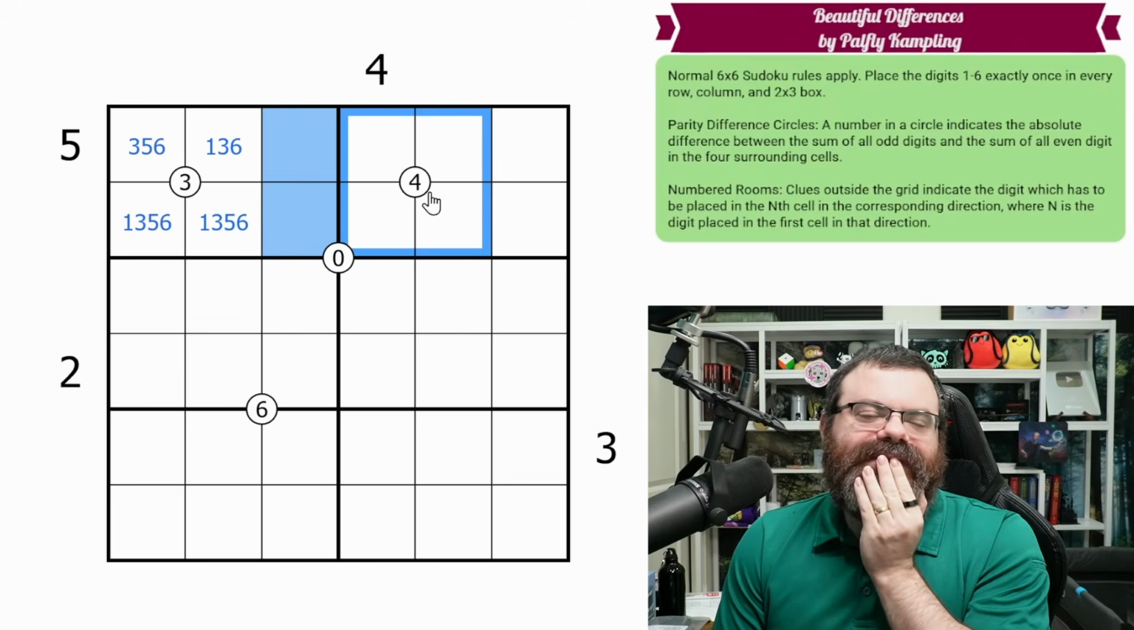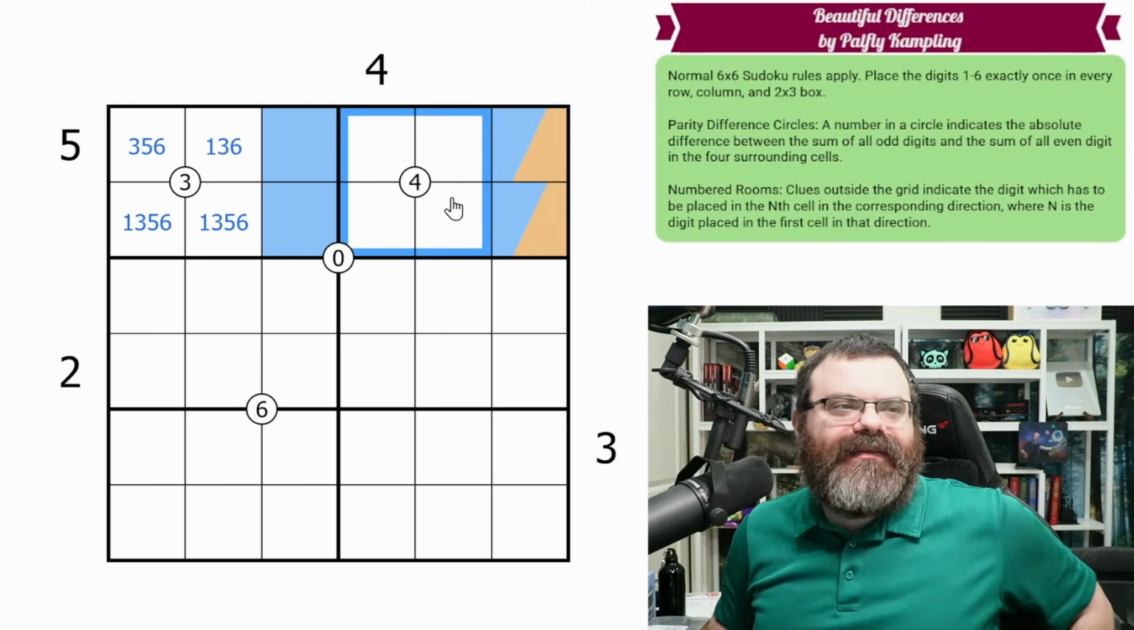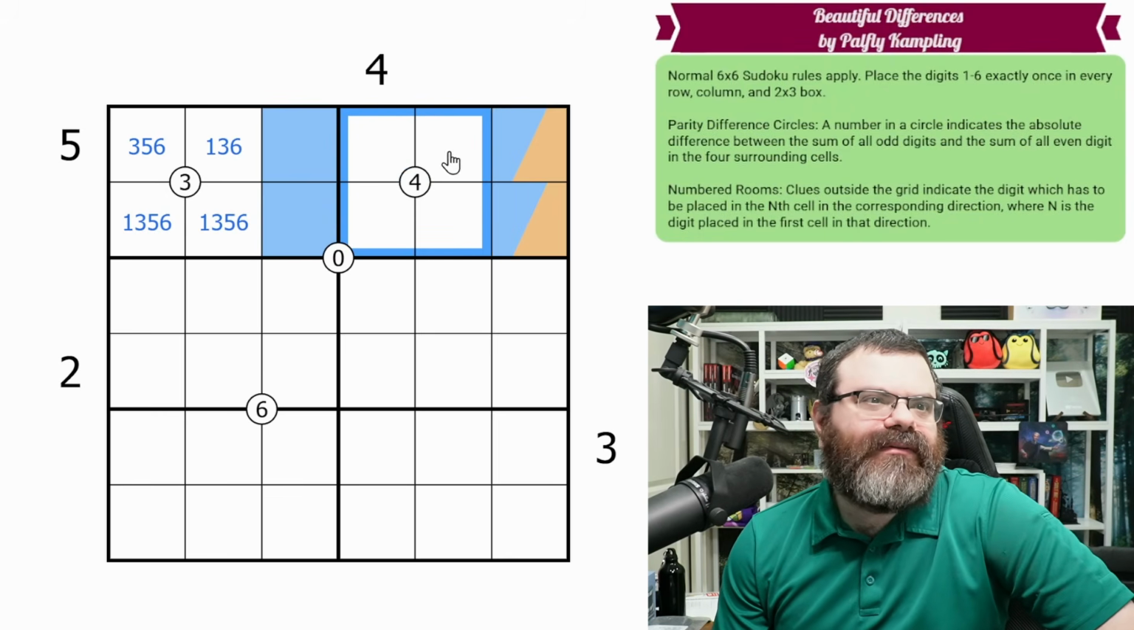And these can't repeat, so that's helpful. So 2 odds, 2 evens, which means this is an odd and an even. So let's mark that, saying there's 1 odd, 1 even here. That's kind of how I'm going to mark that. There's also a 4 numbered room clue sitting here. Is that helpful? I'm not sure.